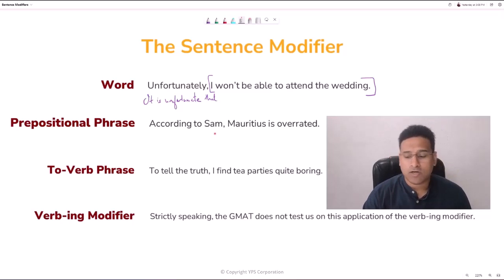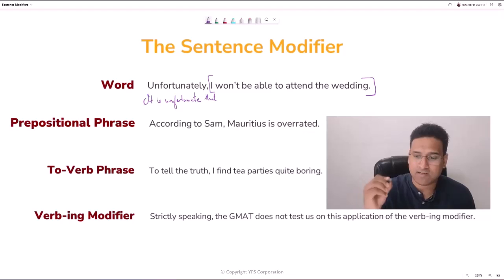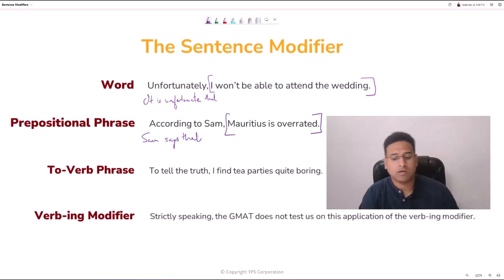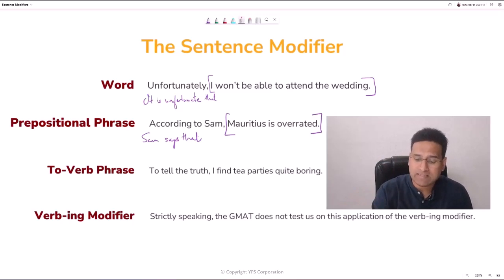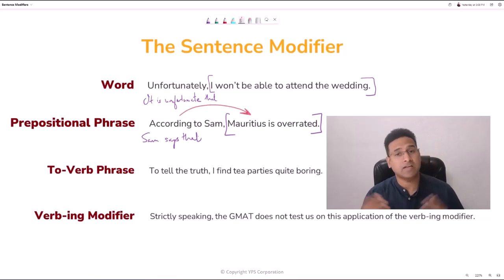Now, what is "according to Sam"? Mauritius? Overrated? Or is this entire idea something that Sam said? That's correct. Let's write it down. Sam says that Mauritius is overrated. You see? So, "according to Sam" replaces "Sam says that" and qualifies this clause. It means the same thing, but it is qualifying the clause.